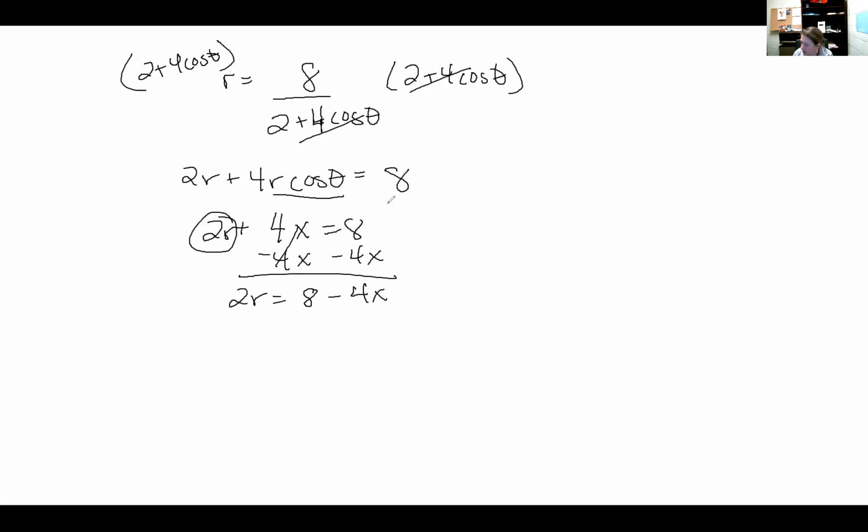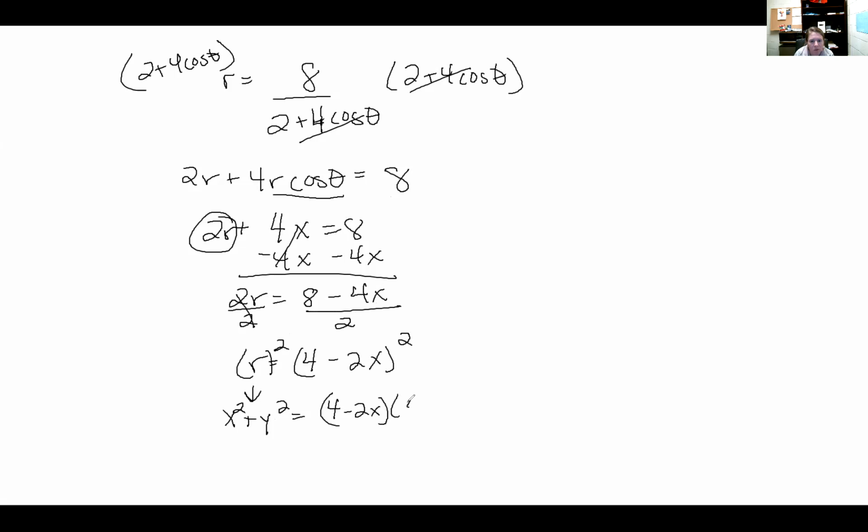And then what do we do next? All right, so we want to get rid of the r. What I would do first is get rid of this 2, so we could go ahead and divide everything by 2. So then r equals 4 minus 2x, and then now we can square this. So then this is going to become x squared plus y squared equals 4 minus 2x times 4 minus 2x. And then we end up with 16 minus 8x minus 8x plus 4x squared equals this.